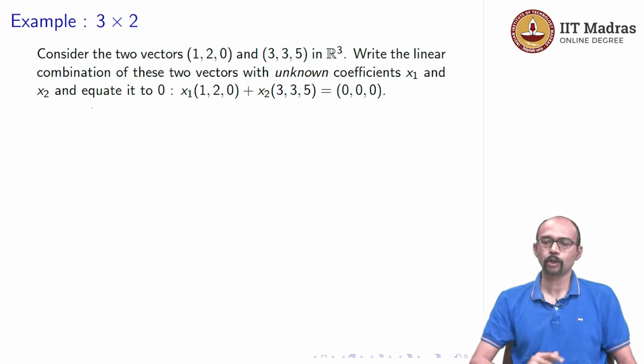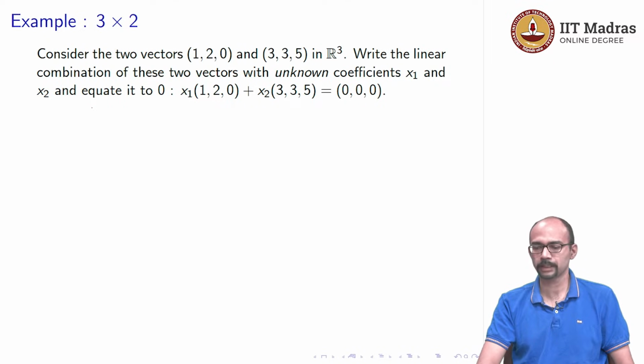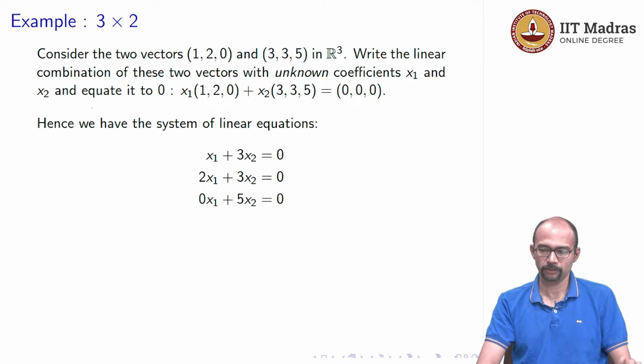Okay. So, write the linear combination of these two vectors with unknown coefficients x1 and x2 and equate it to 0. So, x1 times (1, 2, 0) plus x2 times (3, 3, 5) is (0, 0, 0). From here we get a system of linear equations by equating the corresponding coordinates.